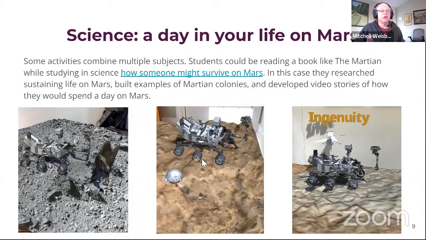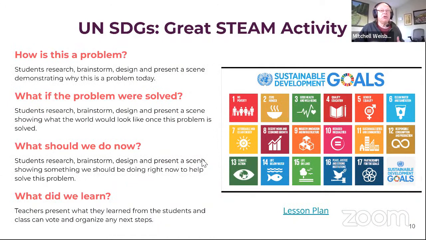All kids are concerned about what the world's going to be like when they're adults. You can lead a whole discussion where kids develop public service announcements about why this particular thing is a problem. Why is poverty a problem today? Or what if we eliminated hunger? What would the world look like? And they could create a public service announcement about that.